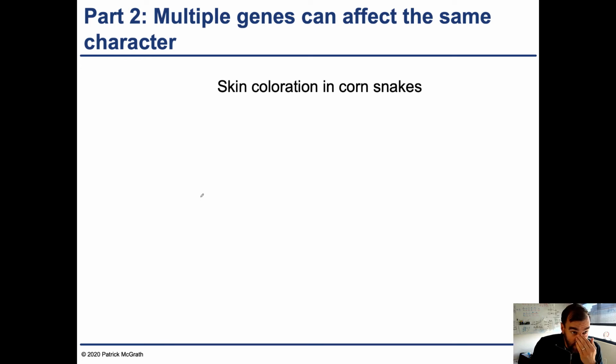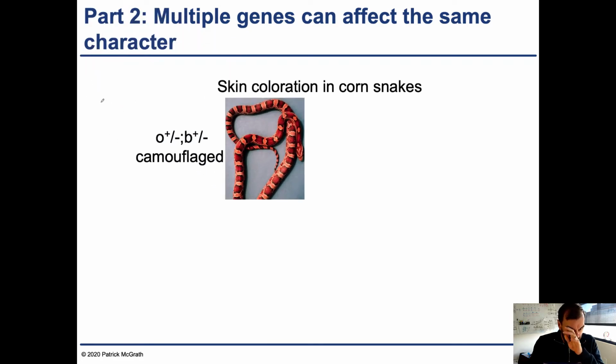All right, so for this part now, we are going to assume that there are multiple genes that can affect the same character. So just as a reminder, in the previous section, we were talking about multiple alleles, but they were all within the same gene. As an example of this, we're going to talk about skin coloration in corn snakes as an example of two genes controlling a single trait. So, a single character.